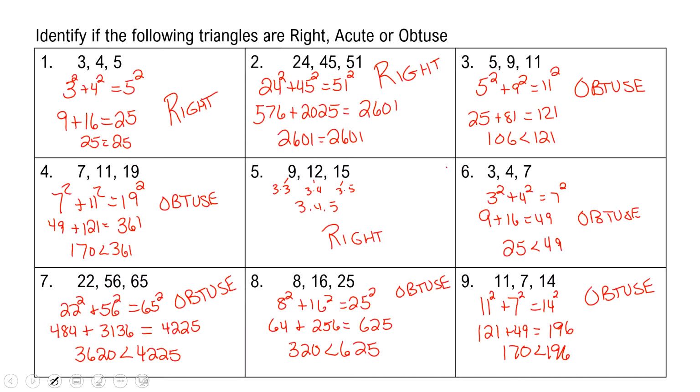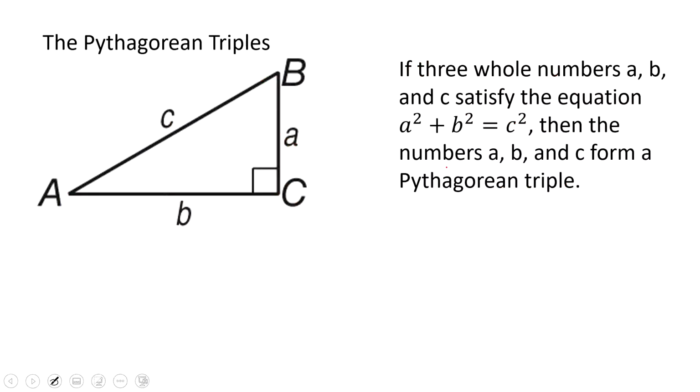What I want to point out on number 5, to tie into what we're going to talk about next, is I showed it's like 3 times 3, 3 times 4, 3 times 5 as the numbers. So everything was multiplied by 3 from our triangle in problem 1. What I was working with there was that special type of 3, 4, 5 triangle, which can be multiplied up by different multiples to get different side lengths, but it's always going to be a right triangle. Those are Pythagorean triples.